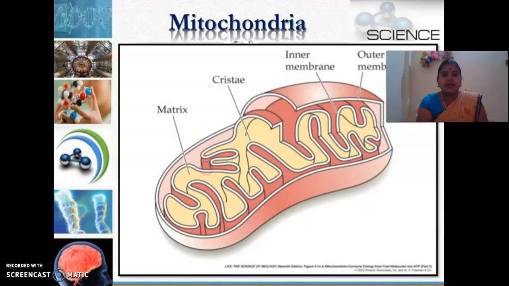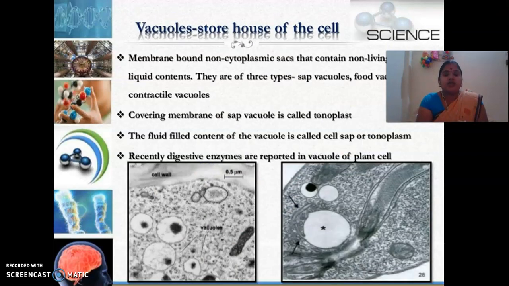Okay. Next, vacuoles. It is the storehouse of the cell. The mitochondria is the powerhouse of the cell, and vacuoles are the storehouse of the cell. Vacuoles are membrane-bound, non-cytoplasmic sacs that contain non-living solid or liquid content. So it is inactive, but it contains a solid or liquid content.